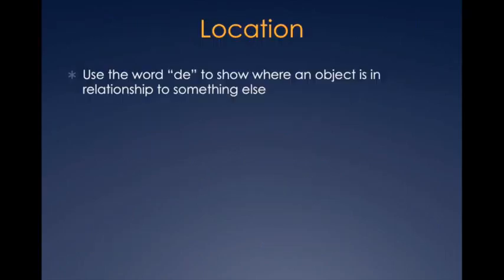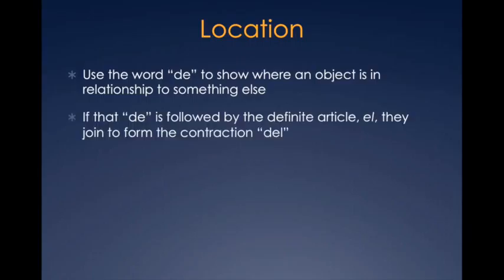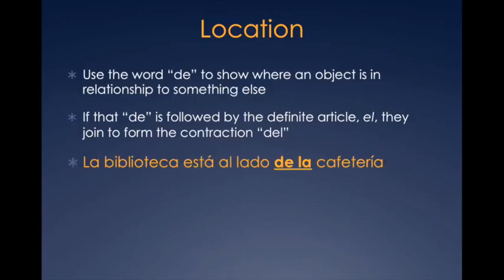With location, we use the word de to show where an object is in relation to something else with those location words. But if that de is followed by the definite article el, they join to form the contraction del. We've already talked about this a little bit. La biblioteca está al lado de la cafetería. The library is next to the cafeteria. Because it's la instead of el cafetería, we do not need to make the contraction. However, if we say the chalk is on top of the eraser, la tiza está encima de el borrador, then we form it together to become del.